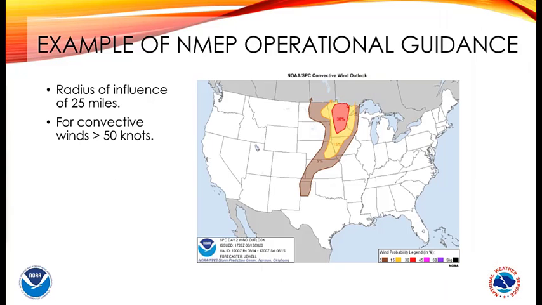An example again of this neighborhood operational guidance is the convective outlook. For this, the SPC uses a 25-mile radius of influence, and this would be for convective winds over 50 knots.